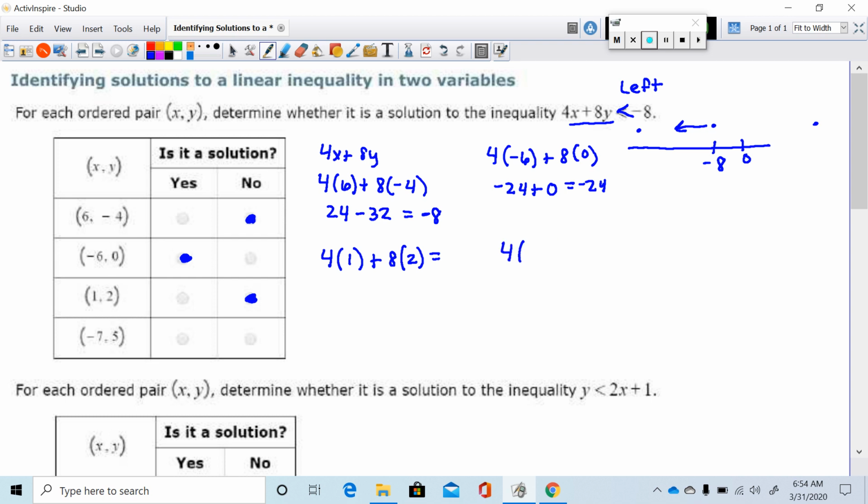Okay, 4 times x is negative 7 plus 8 times y is 5. So 4 times negative 7 is negative 28. And 8 times 5 is a positive 40. So that's 40, take away 28, which is 12. And the 40 is larger, it's positive. So you have a positive answer here. So that's a no. We actually could have stopped there once we realized the signs were different and the largest number was positive. So the only one that works is negative 6, 0 for that problem.